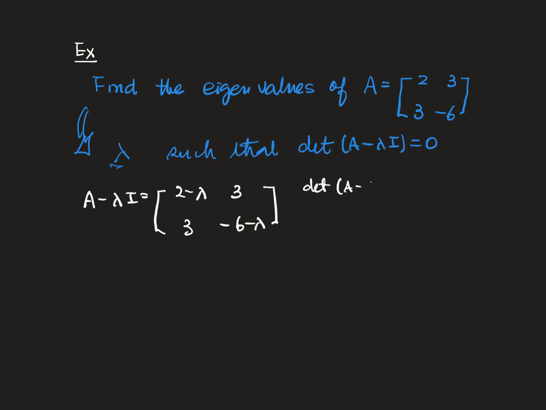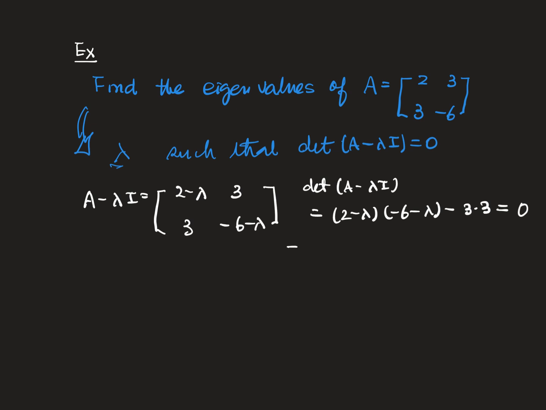Determinant of A minus lambda I, we're going to find the characteristic polynomial: (2 minus lambda)(negative 6 minus lambda) minus 3 times 3 equals 0. That's the characteristic equation, guys. So let's calculate this one together. So how can we calculate it?